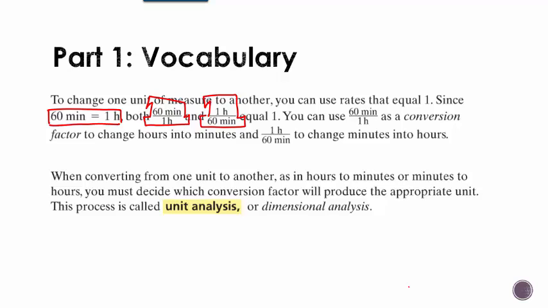So I'm going to give you a problem on the next page where we want to cross units off. In order to do that, we'll have to think about how we want to use this conversion factor. When converting from one unit to another, as in hours to minutes or minutes to hours, you have to decide which one to use. This is called unit analysis, or I'm going to call it dimensional analysis. When you get to chemistry, this is called stoichiometry, and it's exactly the same thing.